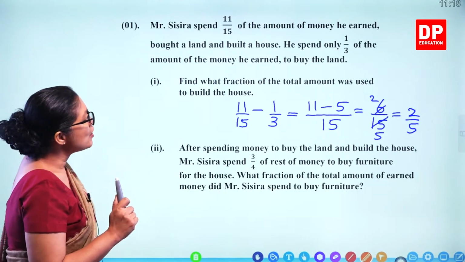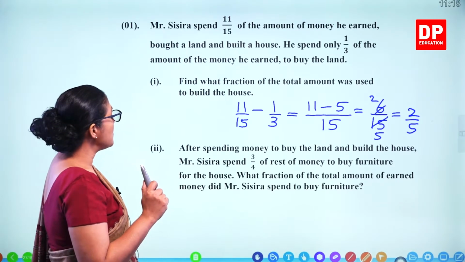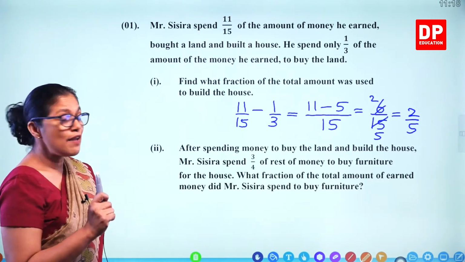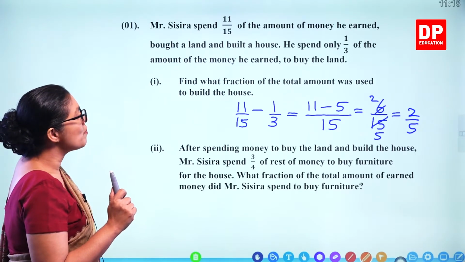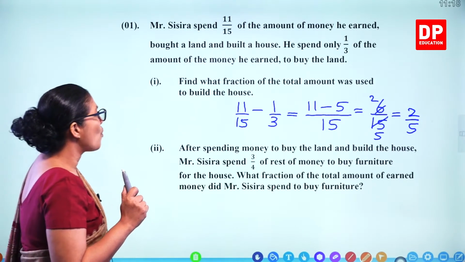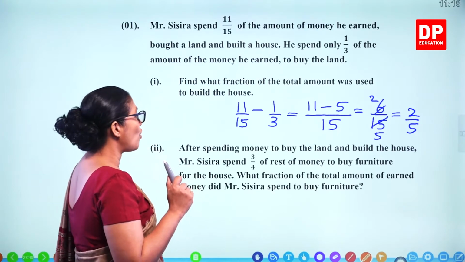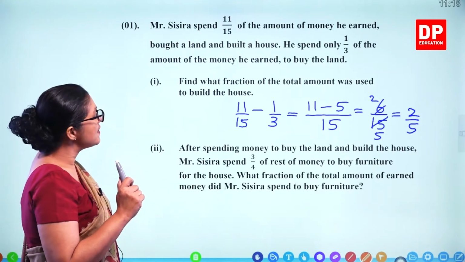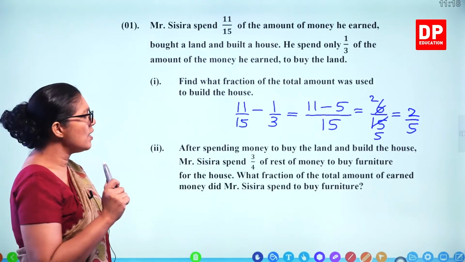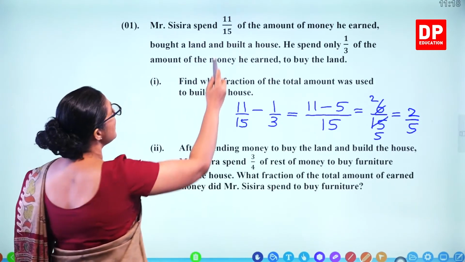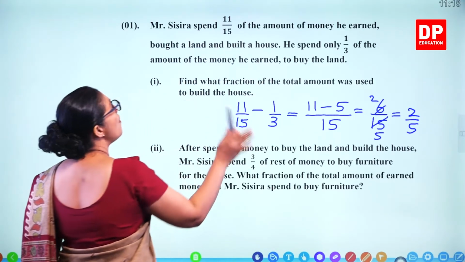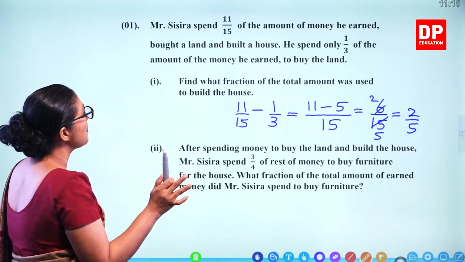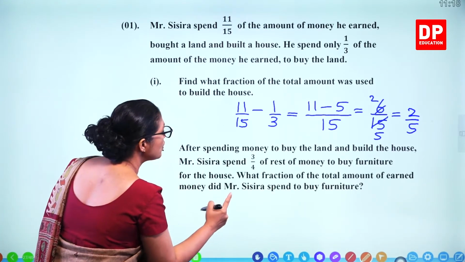After spending money to buy the land and build the house, Mr. Cicero spent 3/4 of the rest of the money to buy furniture for the house. What fraction of the total amount of earned money did Mr. Cicero spend to buy furniture? So here 11/15 was spent for building the house and buying the land. So what is the remaining amount?